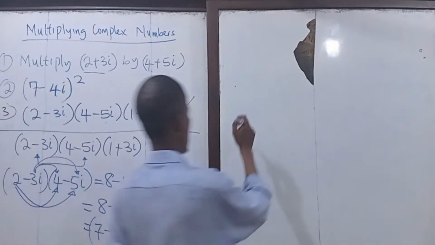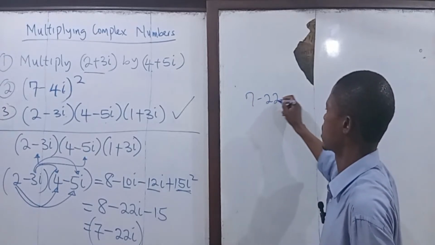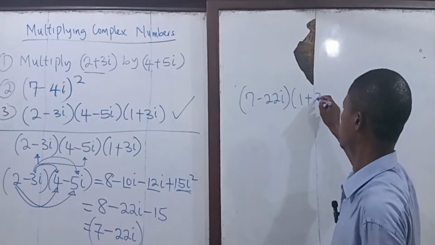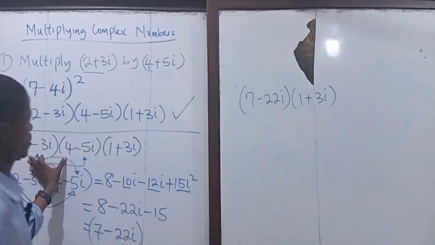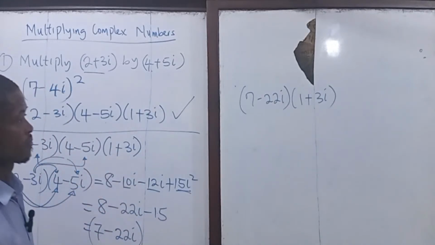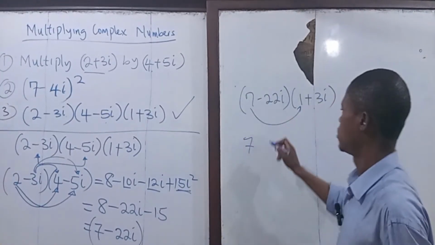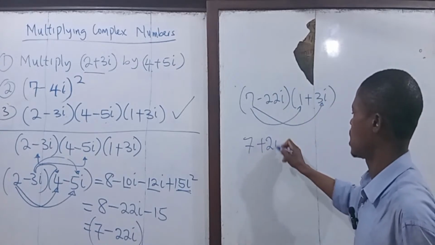Then we'll go on and multiply our answer, minus 7 minus 22i, times the last one, 1 plus 3i. You multiply the first two, and whatever you get, you now use it to multiply the third one. That will be equal to minus 7 times 1, that's minus 7. Minus 7 times 3i, that's minus 21i.